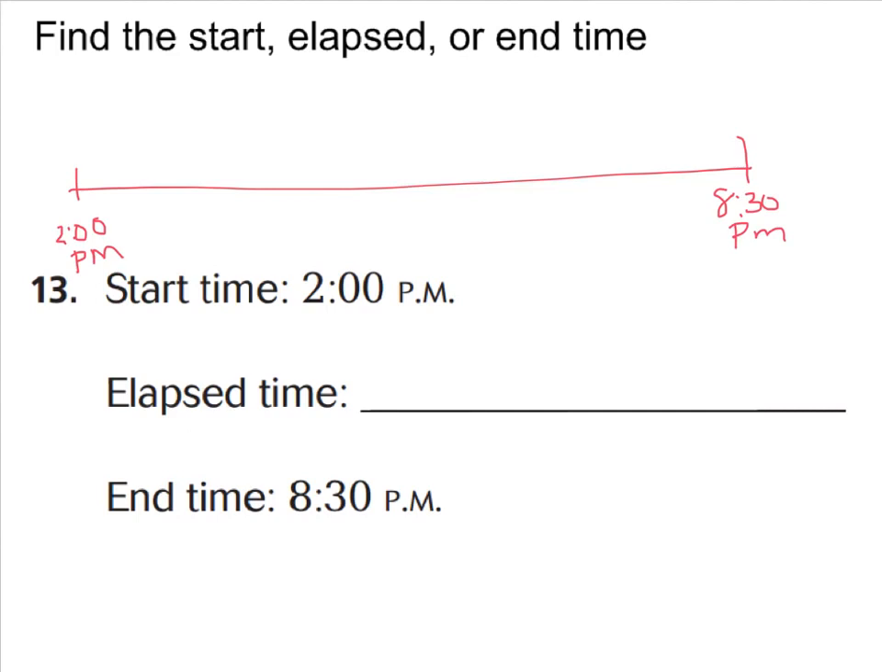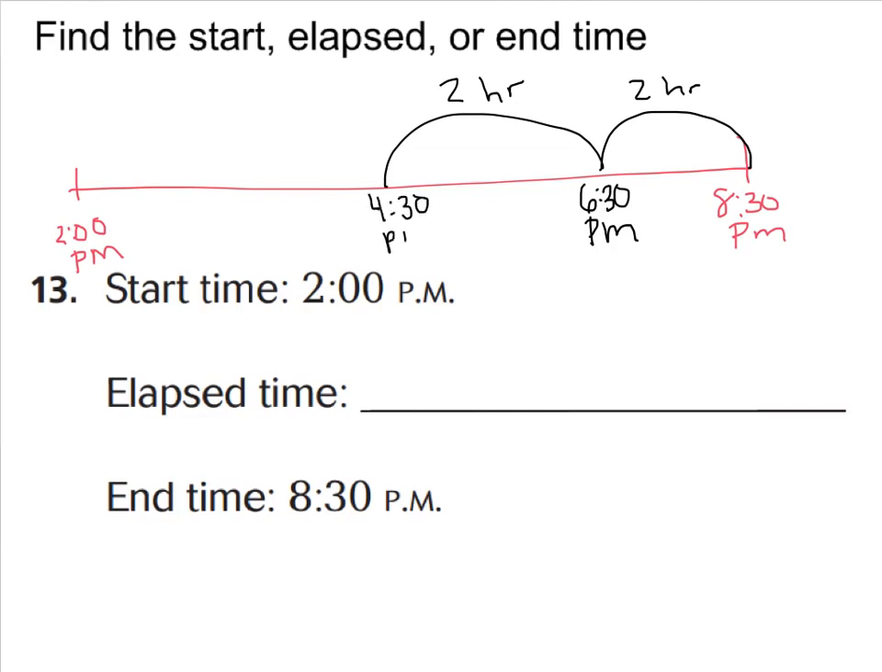So let's go ahead and count back by, I'll go ahead and do 2 hours right here. 8:30 minus 2 hours makes it 6:30. Go ahead and do that with me. Let's count back another 2 hours, and that would make it 4:30 p.m. Let's count back another 2 hours, and that would make it 2:30. Do you see how I subtracted 2 hours each time? So we have 2:30 p.m. right here.